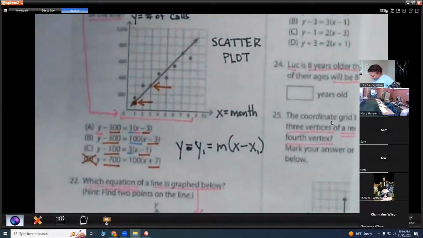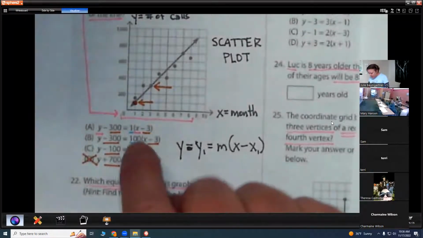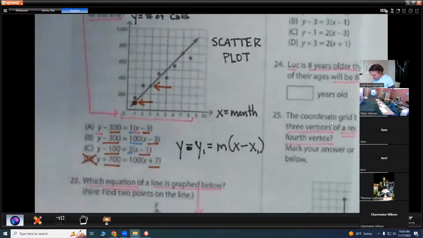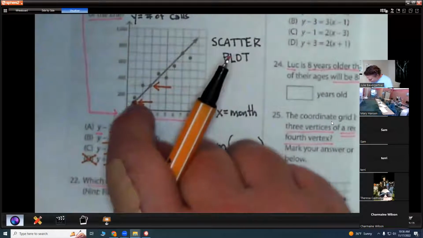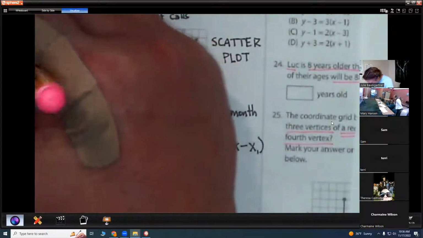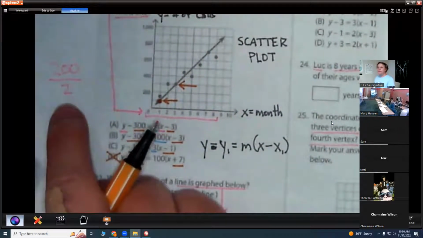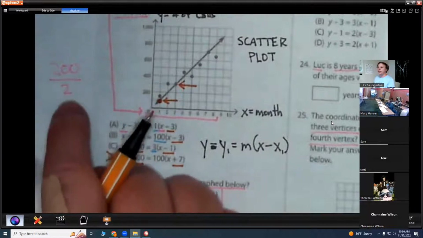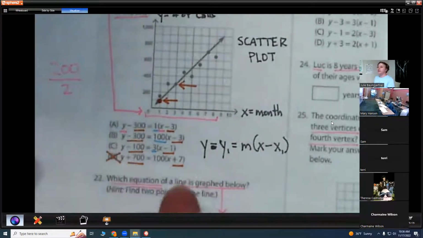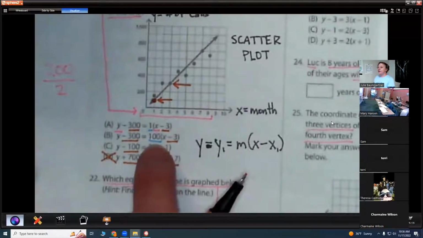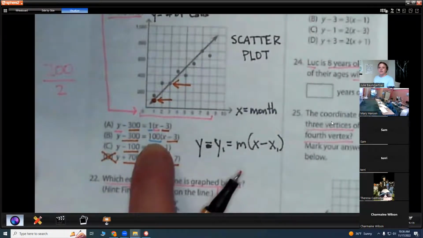Yeah, you're doing it right. So we have 200 over 2, right? So we went up 200 and then we went over 2. So now we can just simplify this. Can anyone simplify 200 over 2? 100. Yep. And so we know that our answer is B.